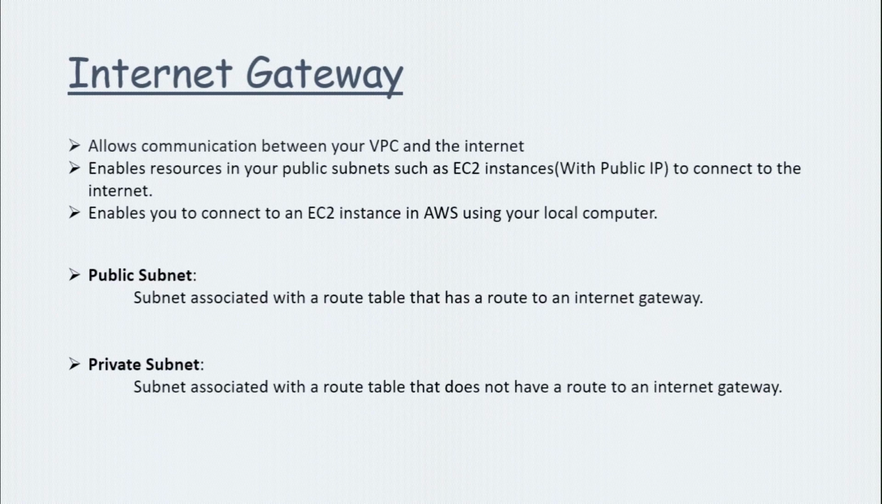So basically there are two types of subnet in AWS: public subnet and private subnet. A public subnet is a subnet which has a route to the internet gateway. So that means if you have a route to internet gateway and that route table is attached to the subnet, then that subnet will become a public subnet. On the other hand, if you do not have any route to the internet gateway, then the subnet will be called a private subnet.